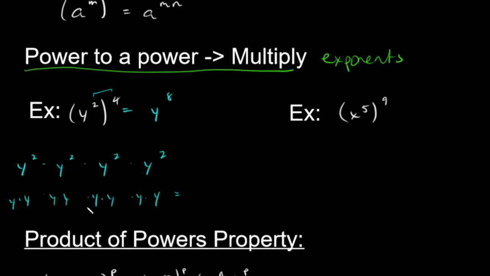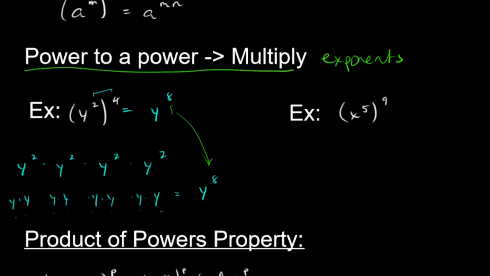And how many y's do you end up with? Well, you end up with 1, 2, 3, 4, 5, 6, 7, 8. So it's y times itself 8 times. And that is a good showing as to why this works. Okay? So, you try this one here. Tell me what you'd get.